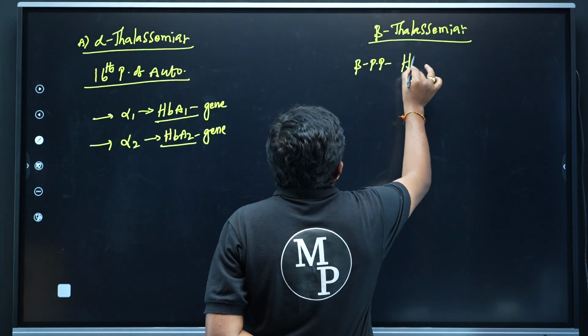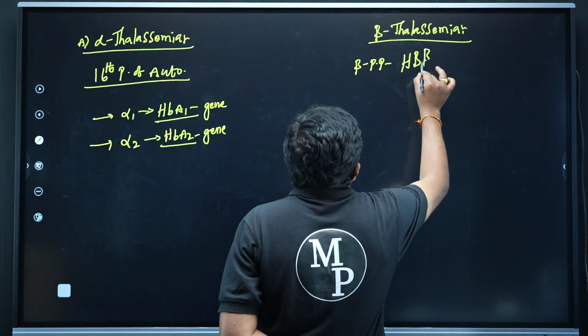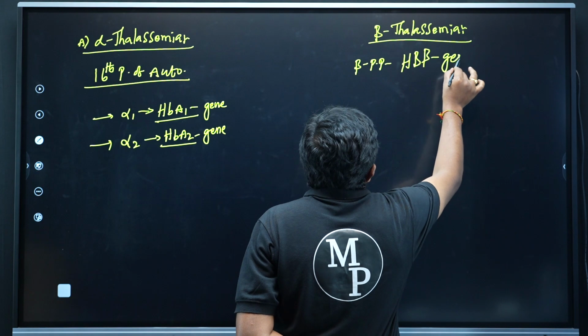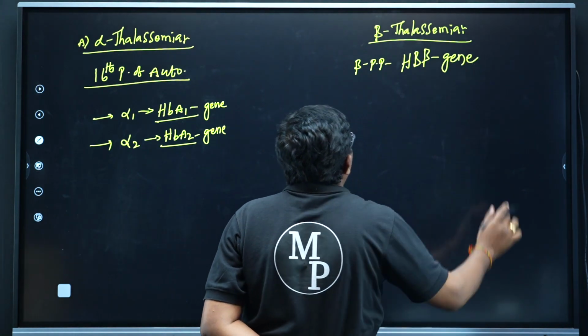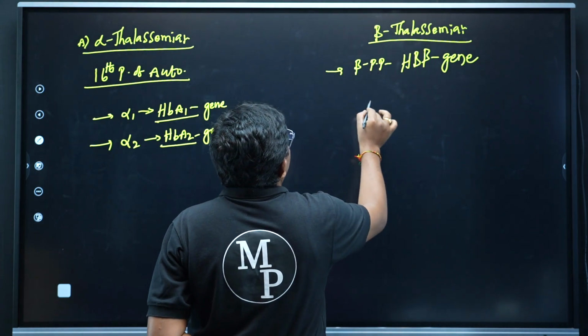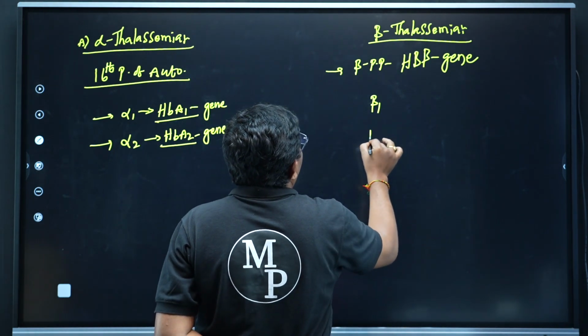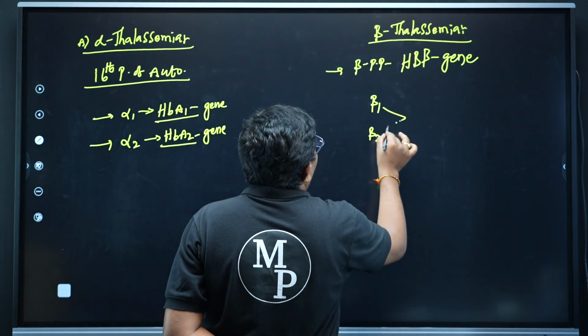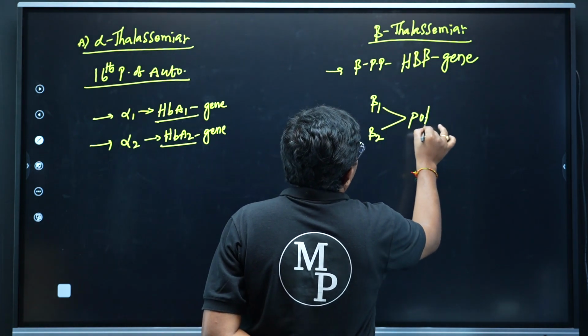To synthesize the beta polypeptide chain, hemoglobin beta is the gene. Okay, the hemoglobin B gene is there. This gene is responsible for synthesizing beta 1 and beta 2 polypeptide chains.